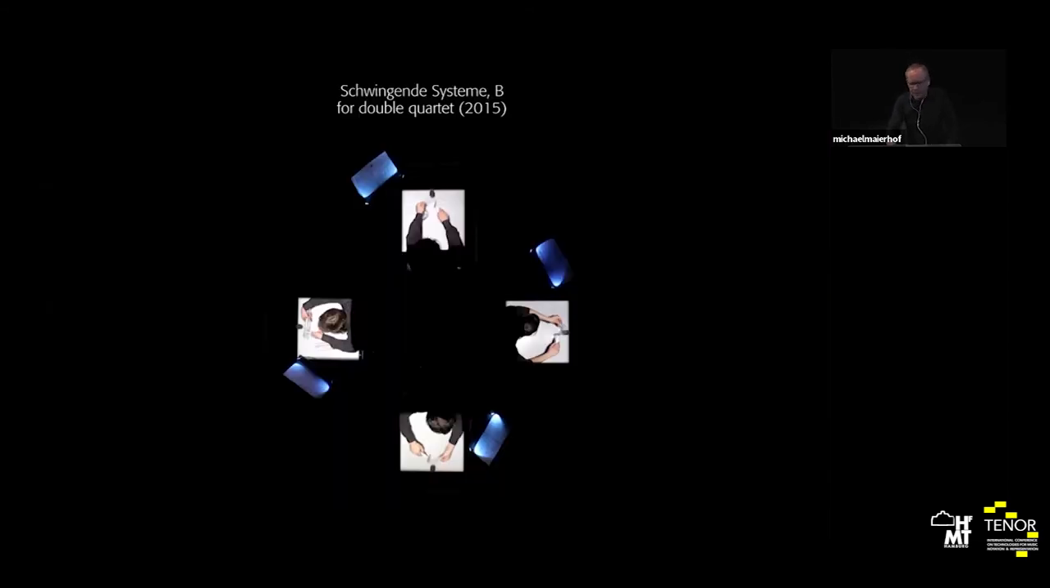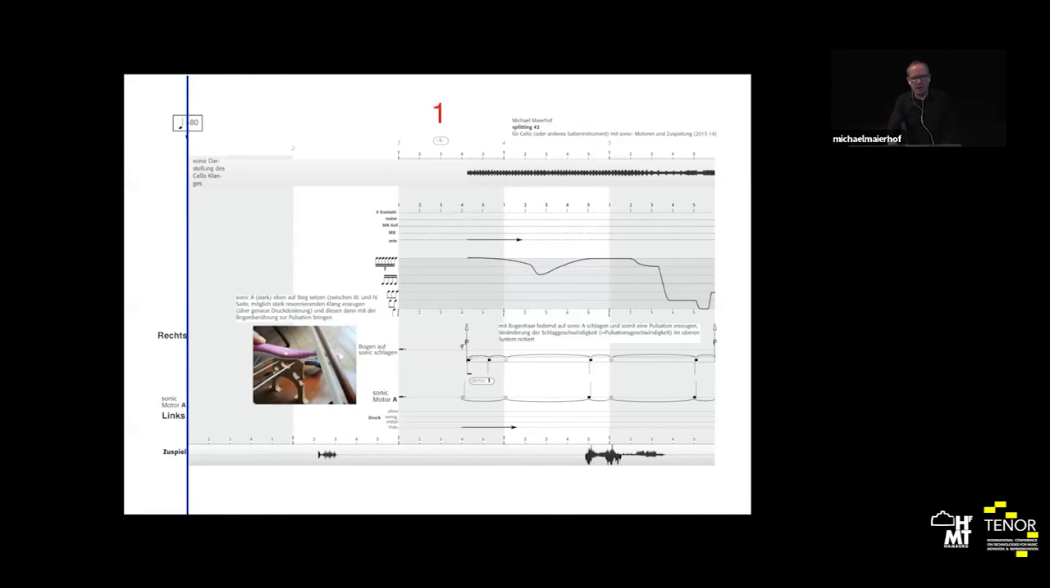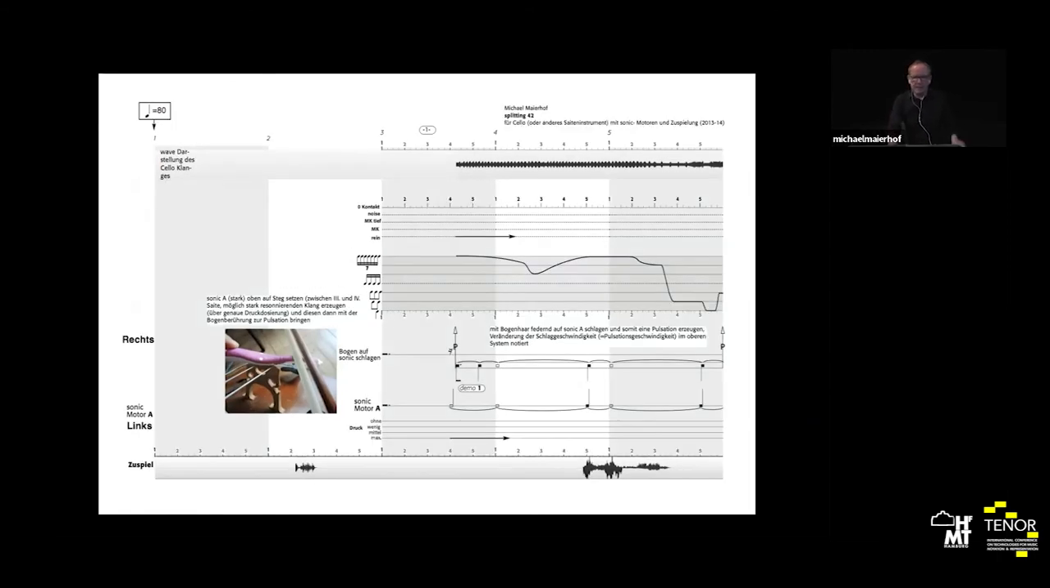Which is, yes, of course, when you have to play a transition between a pure pulsation sound to a more noise quality, it's a question of controlling the pressure on the bridge. So you have to notate exactly the amount of pressure you have to give to the bow and the sonic motor. So that's the reason why you need all these different layers for notation. And the highest one here is the wave sound of the cello itself.